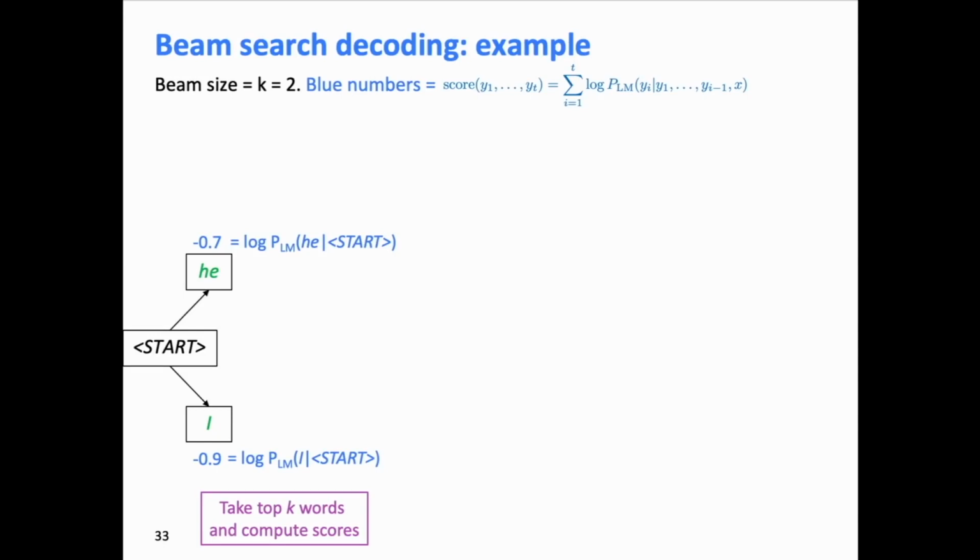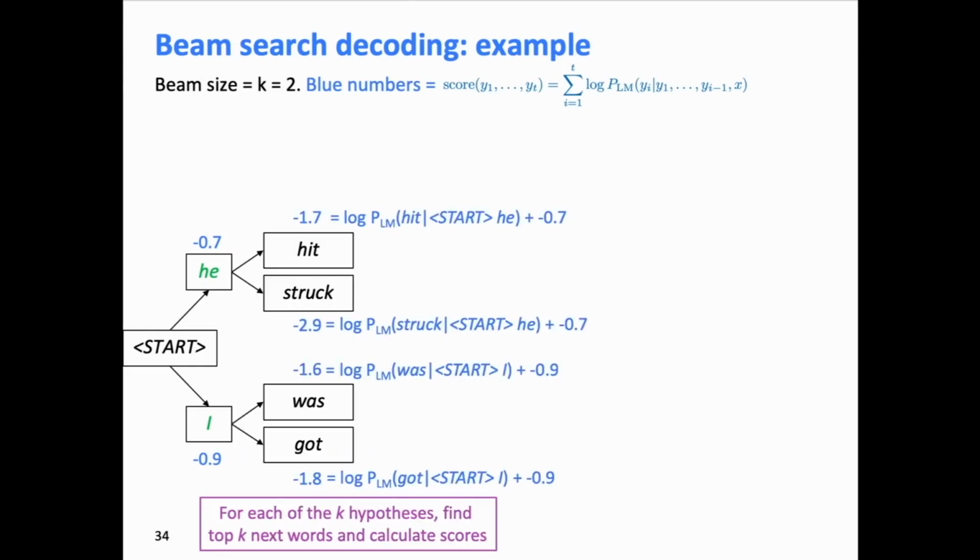Okay, so what we do is we have our k hypotheses, and then for each of those, we find the top k words that could come next, and we calculate their scores. So for both he and I, we find the top 2 words that could come next. And for each of these 4 possibilities, the score of the hypothesis is equal to the log probability of this new word given the context so far, plus the score so far, because you can accumulate this sum of log probabilities. You don't have to compute it from scratch each time.